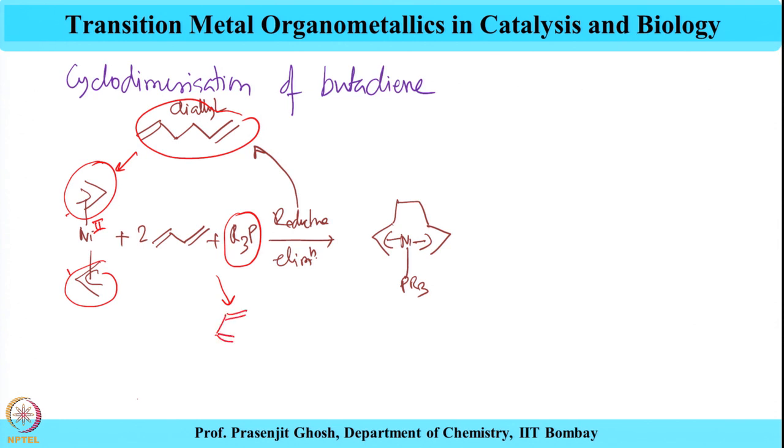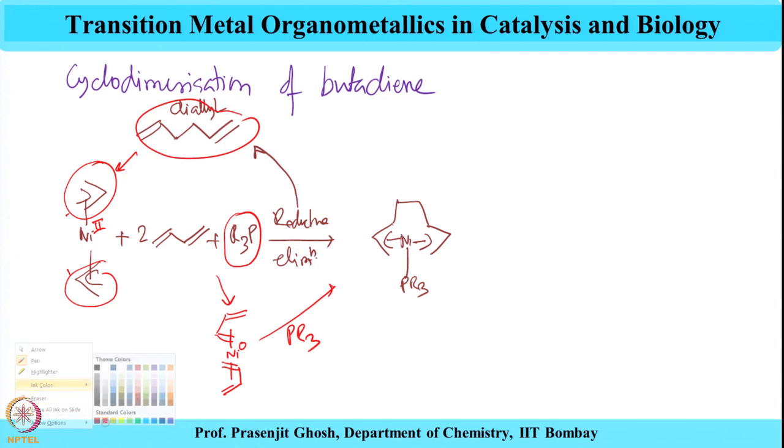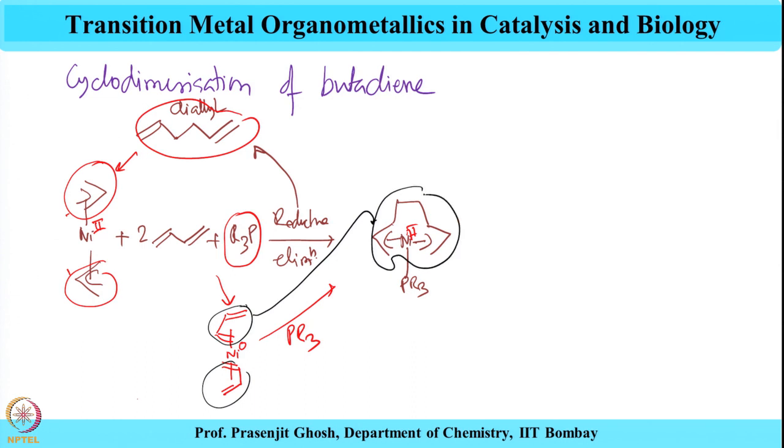bis, this nickel 0, and that in presence of PR3 would give this nickel 2 compound that would involve this oxidative addition of these 2 to form this ligand, and then nickel becoming nickel 2. So, this process sort of is a 2 step process where a nickel 0 is formed followed by that.